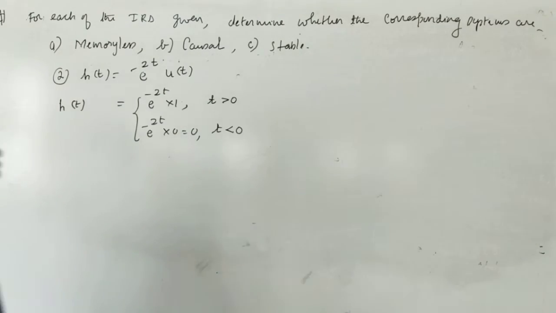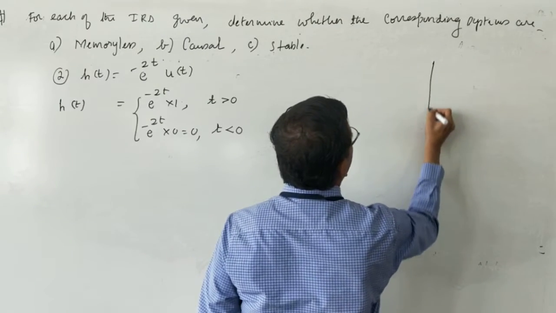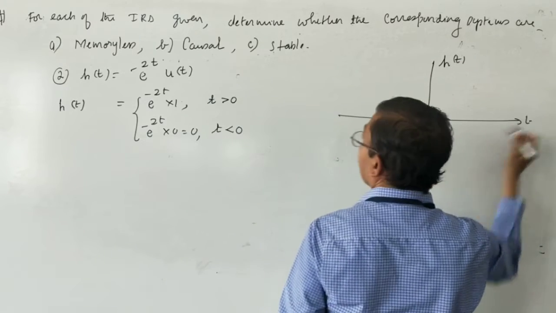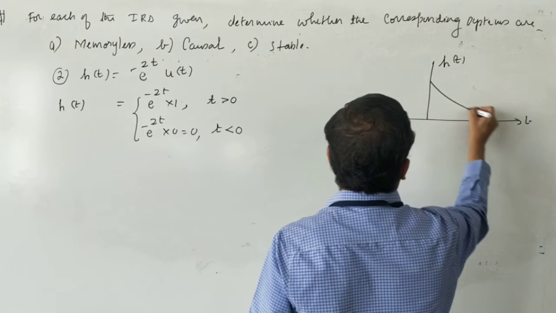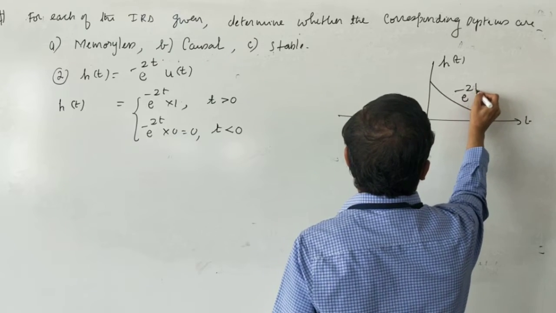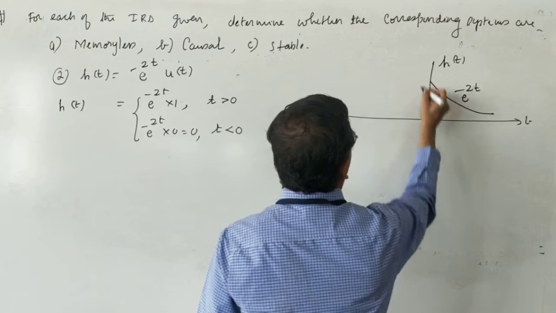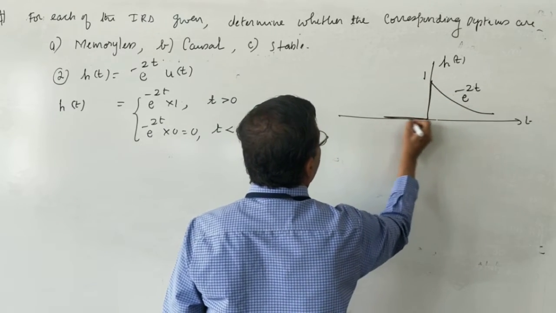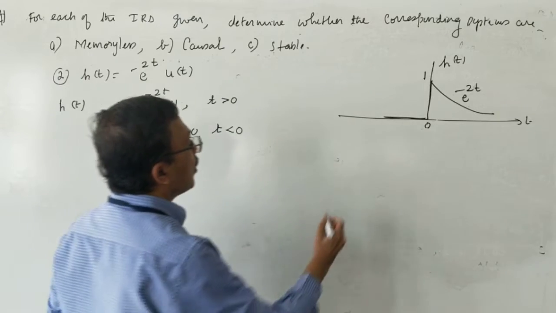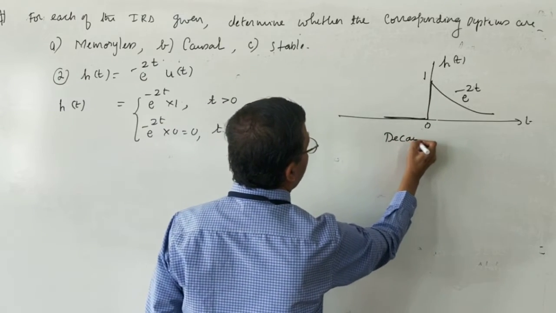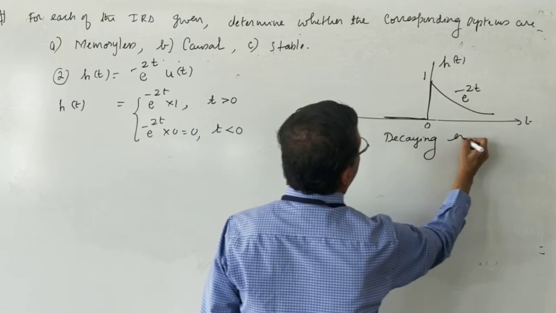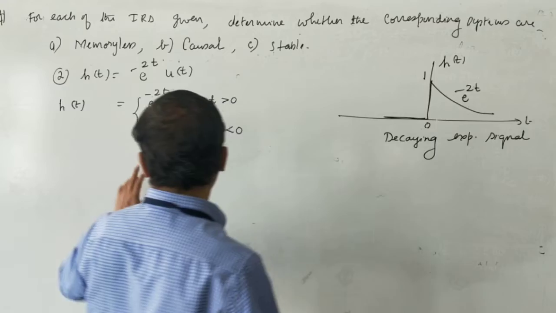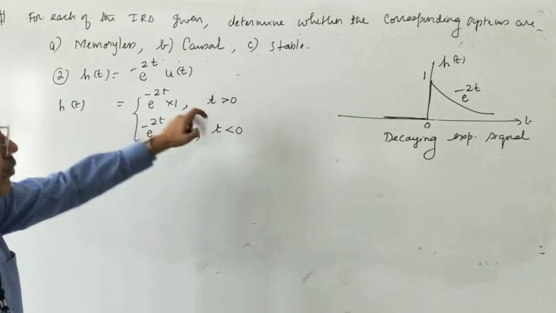I am going to sketch h of t now. Y axis is h of t. X axis is t. For t greater than 0, it is exponentially decaying as suggested by e power minus 2t. At t equal to 0, the value is 1. For t less than 0, the function is 0 as per this statement. This is called decaying exponential signal. Now, from the given expression for h of t, I have written the figure.